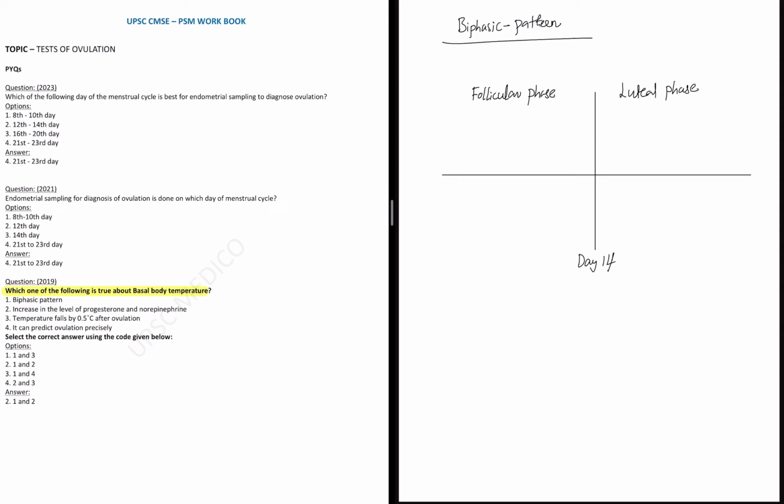Now when you track basal body temperature, the average temperature is probably around 36.6 degrees centigrade, right? When you track it, there is a dip of basal body temperature at the time of ovulation. Actually, at the time of ovulation there is a fall in BBT. This is in the range of 0.5 degrees centigrade, or 1 degree Fahrenheit, whatever it is.